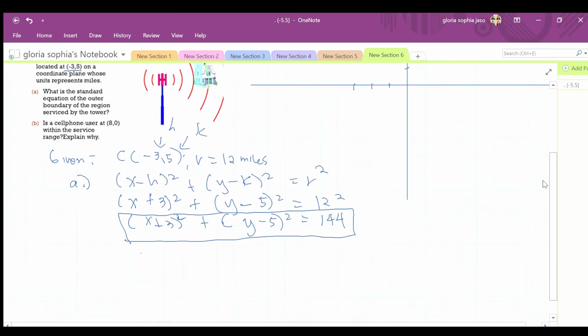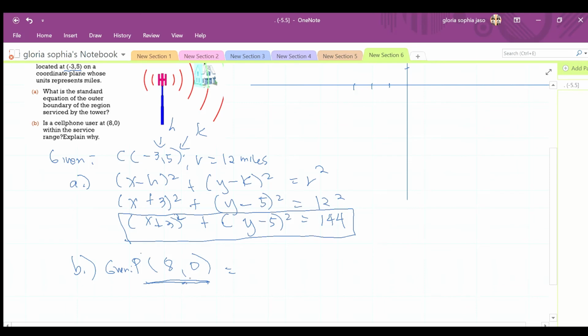Okay, for letter B: is a cell phone user at (8, 0) within the service range? Why? So, let's write the given: (8, 0). The question is asking whether this point is inside, whether the signal is strong at this point, if the person is here within the service range.